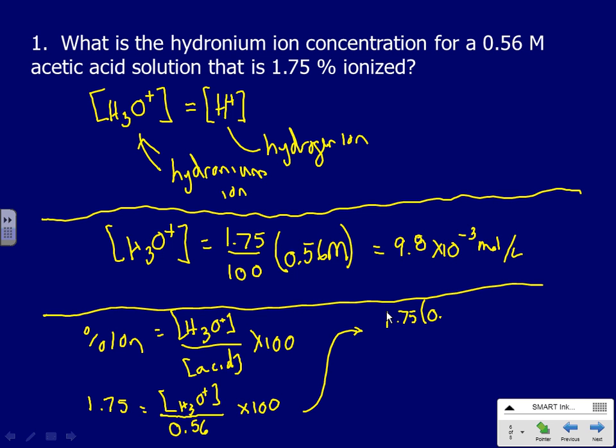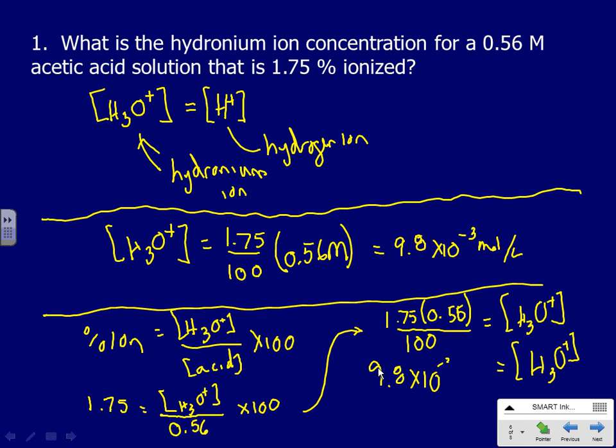1.75 multiplied by the 0.56, bringing that up top, dividing it by the 100, bringing that down below, and that leaves you with the H3O plus. And you'll notice it's the same thing, right? 1.75 divided by 100, there it is right there, times 0.56. You get the same thing. So it doesn't matter what version you use here, but it is really just taking 1.75% of the acid concentration. 9.8 times 10 to the minus 3 moles per liter. Okay? Either way, however you get it, doesn't matter to me.